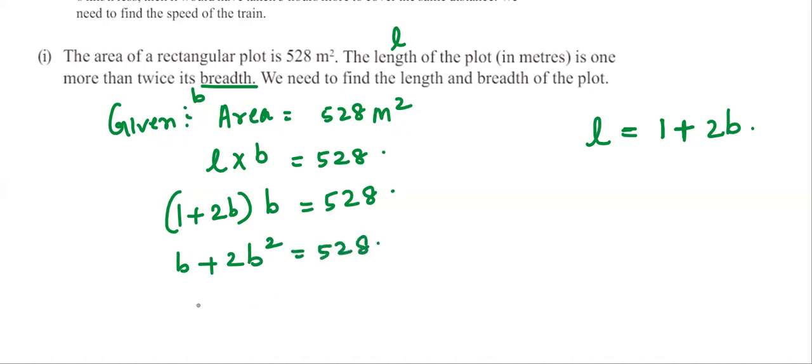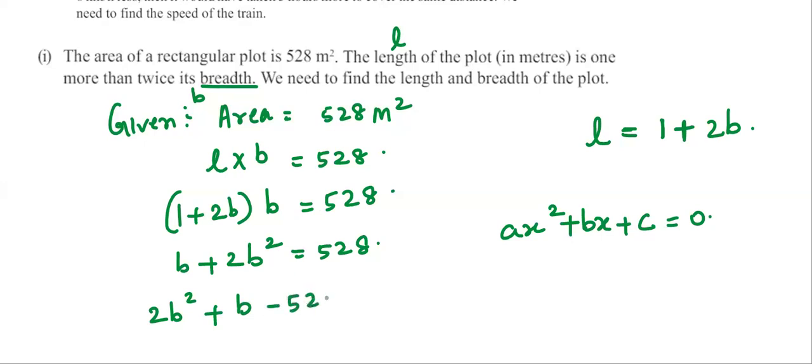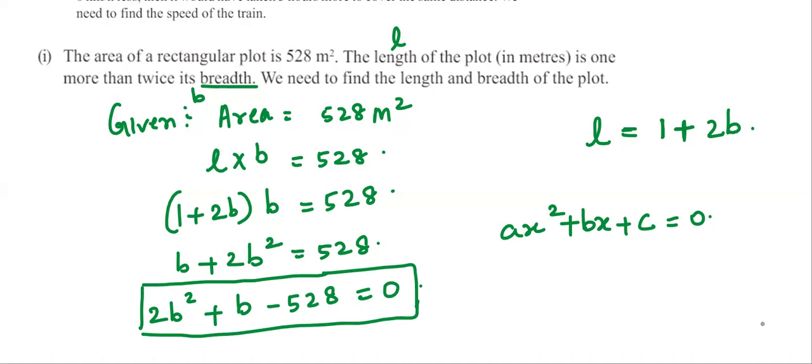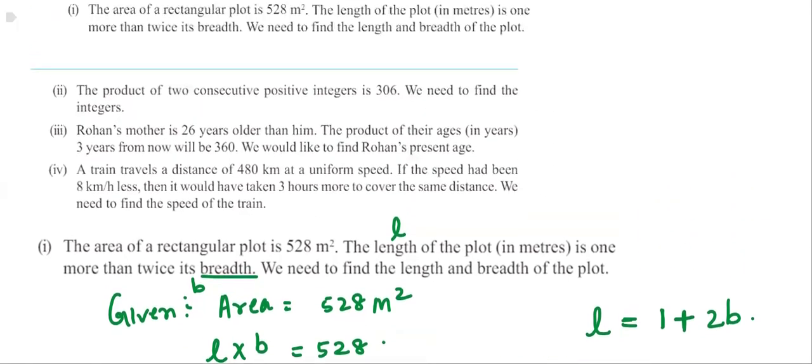Now again, we'll put this into standard equation form. What is the standard form of a quadratic equation? Ax square plus bx plus c is equal to 0. So first we should have the x square term, then x, then a constant term. So let's rearrange this. First 2B square, then B, then bring the constant to the other side, so minus 528 is equal to 0. Now this is the required quadratic equation for this question. Okay, clear? Now let's move on to the second question.